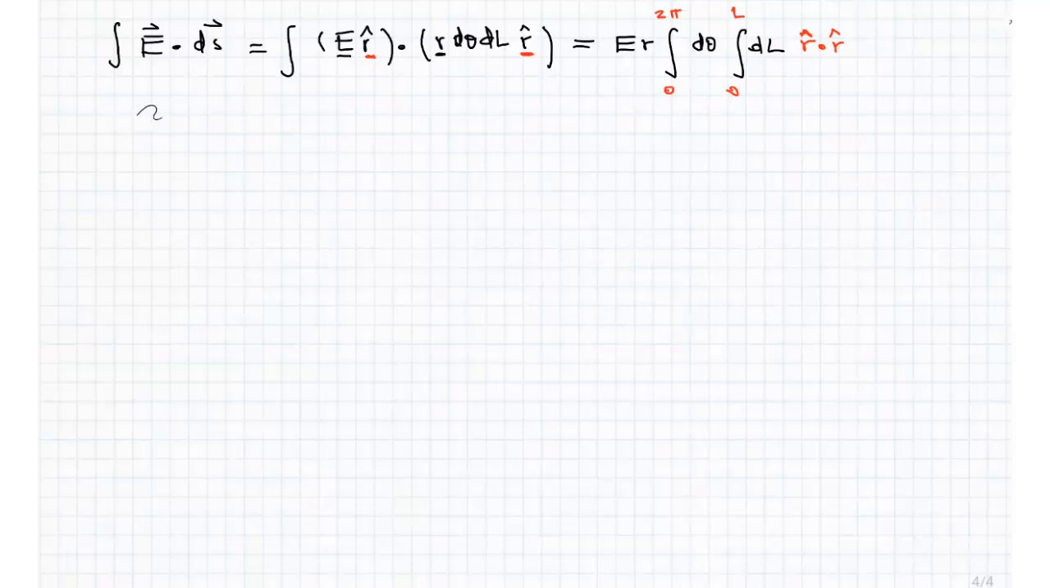And we will then have that the integral of E dot ds is equal to E r. The integral of d theta from 0 to 2 pi is 2 pi. The integral of dl from 0 to L is L. And r-hat dot r-hat is equal to 1, because those are unit vectors and they are parallel, so 1 multiplying the cosine of 0, so that's 1. So we have this expression now.